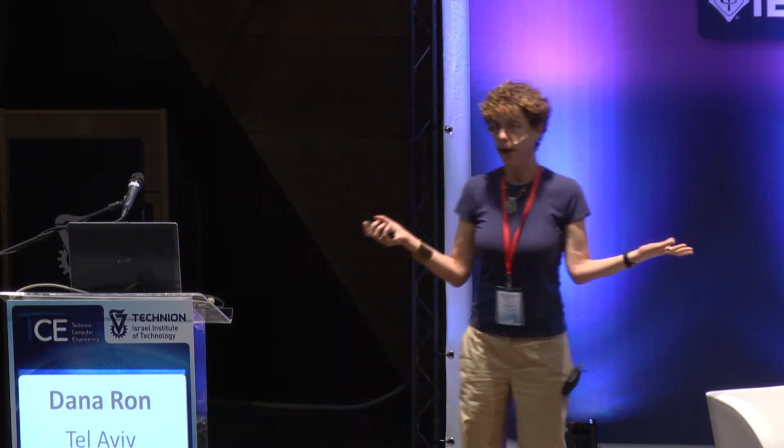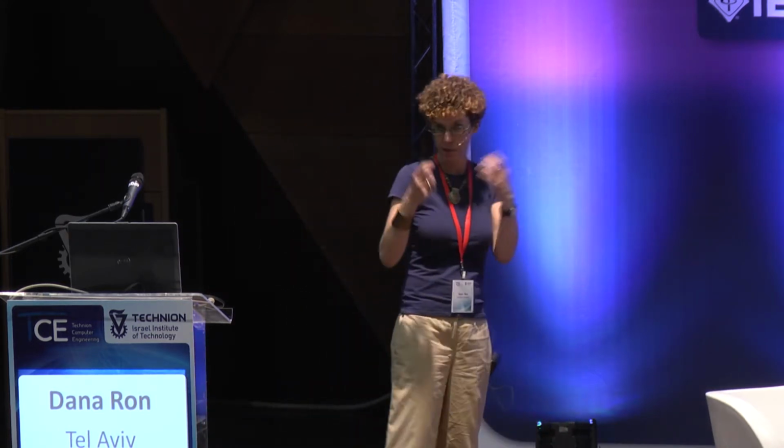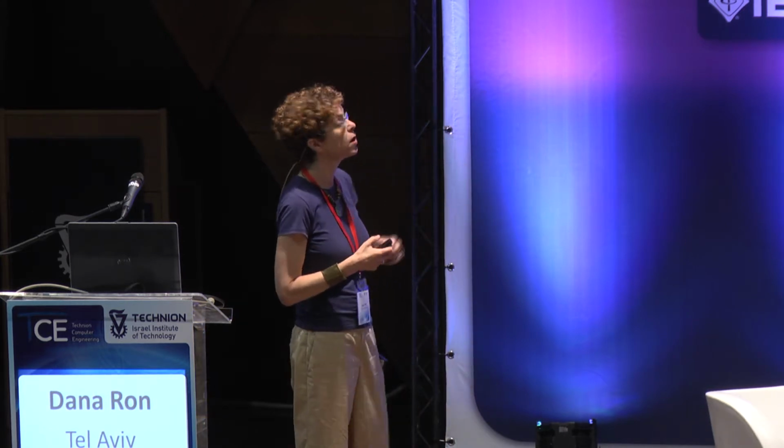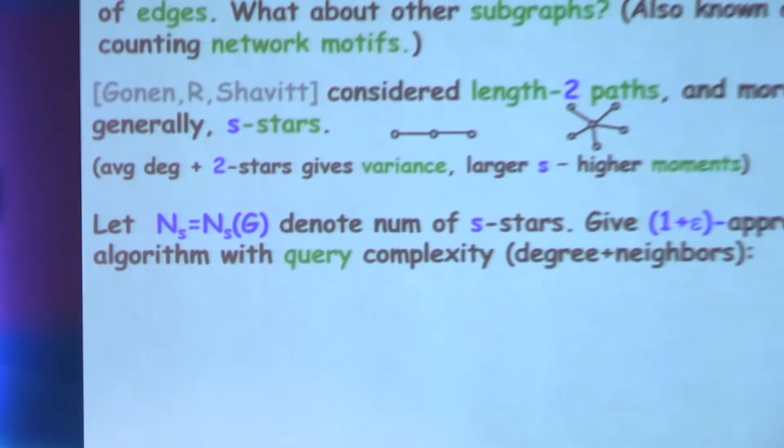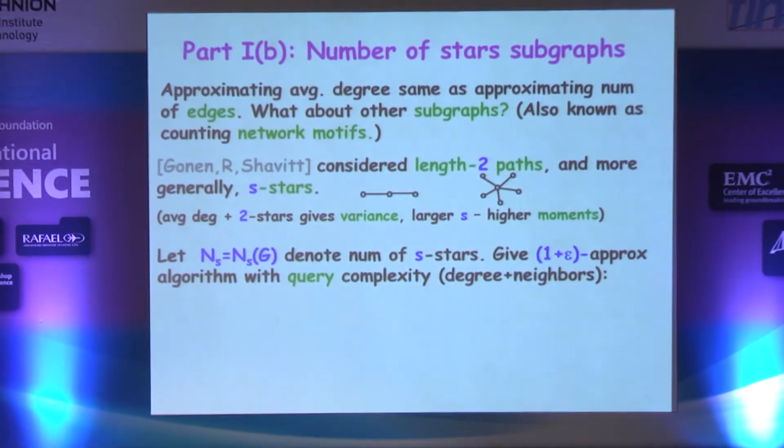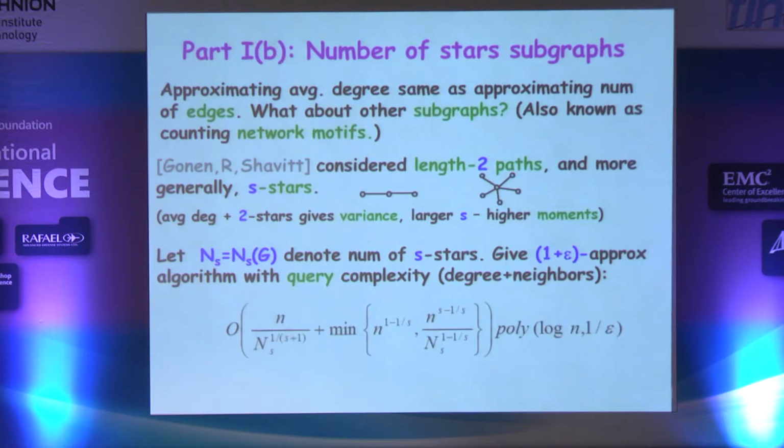Okay, so what do we get? If we denote by n_s the number of s-stars, we can get a 1 plus epsilon approximation algorithm. Now the query complexity: before I show the next equation, I was reminded of what Andrei Broder said today, that you shouldn't use more than one equation in a talk, and I've already used several. But this one is really one that I would rather not use. Let me just say that it is weird, but it's real.